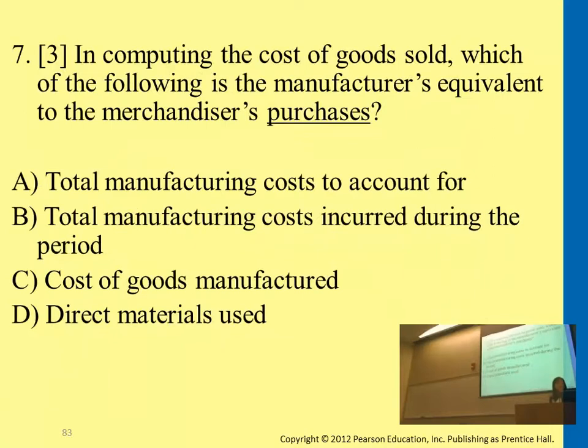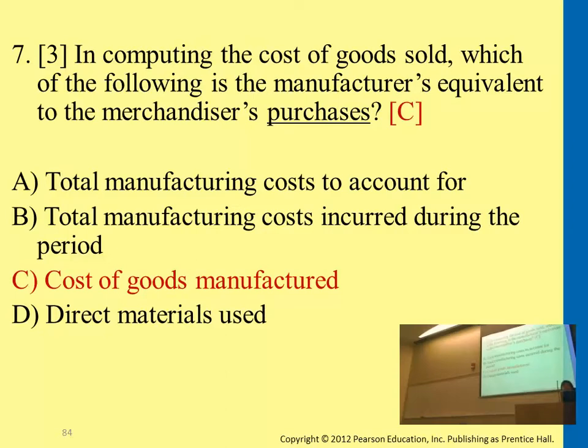Okay, number 7, in computing the cost of goods sold, which of the following is the manufacturer's equivalent to merchandiser's purchases? Say cost of goods manufactured. Okay, doesn't this problem look familiar and very friendly? It's from the book. In the back of the book, multiple choice questions, one of them.